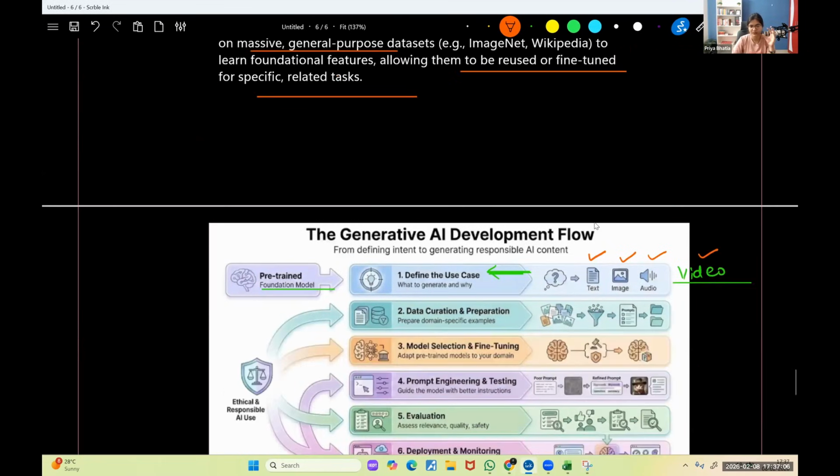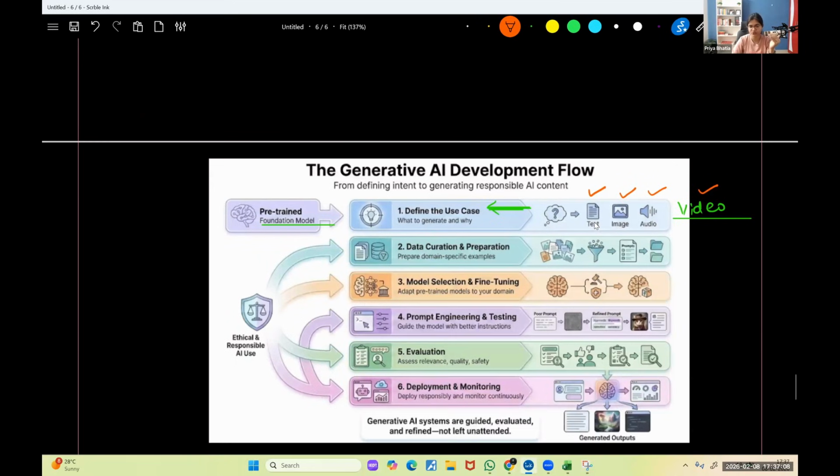All good? So we define the use case, what to generate and why. The second step is data curation and preparation. Once we understand the business use case, similar to what we have learned in machine learning, we have to collect our data. We have to understand and collect the domain specific examples according to our use case. Once that part is done, the next part is model selection and fine tuning.